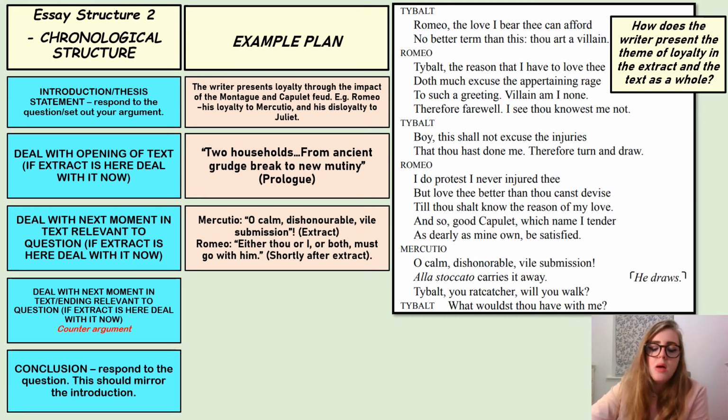So right then, but I'm also going to refer to a quote shortly after the extract that I know, where Romeo talks about how because Mercutio's died, he's now got to kill Tybalt. "Either thou or I or both must go with him." So he's saying to Tybalt, either you or I or both of us got to die. So in a very short space of time, the loyalty kind of flips. He's no longer loyal to Juliet, because he wants to go and kill her cousin. Okay, so I'm going to get my counter argument in there and talk about disloyalty.